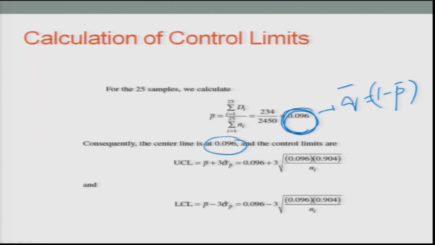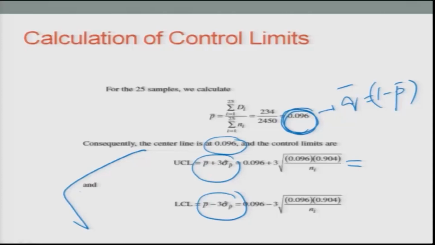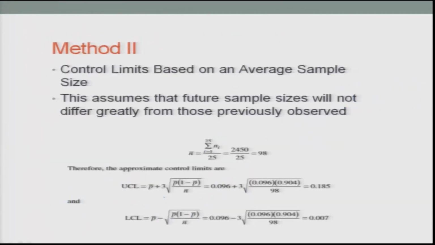The upper control limit will be p bar plus 3 sigma hat, that comes out to be the value as given here, you can calculate it. The lower control limit would be p bar minus 3 sigma hat, which is the estimated value, and this sigma hat you know, again I am repeating, and you can find it out accordingly. Now you want to find out the control limit based on average sample size. So sample size is changing and you want to basically use the average sample size.